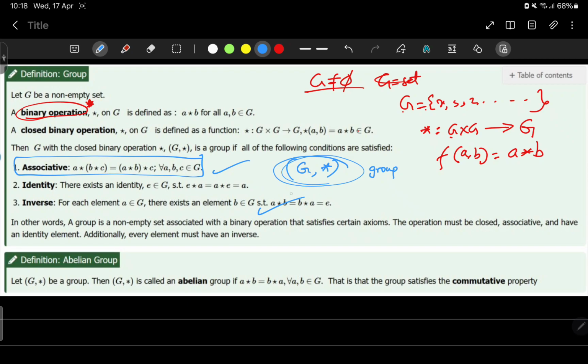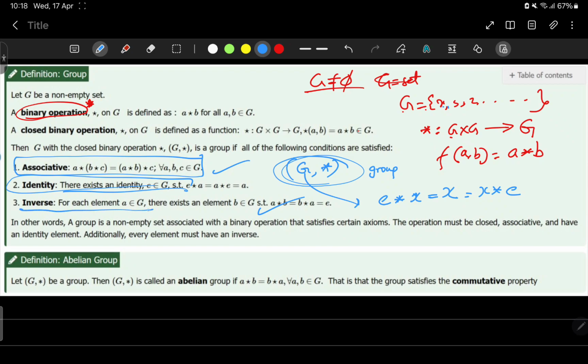And in this group, there should exist an identity. What does identity mean? Let's say the identity is called E. You apply E with some random element, let's say x, and you should get x only, that is E star x equals x. Such an element is known as an identity element. There exists an identity element E.